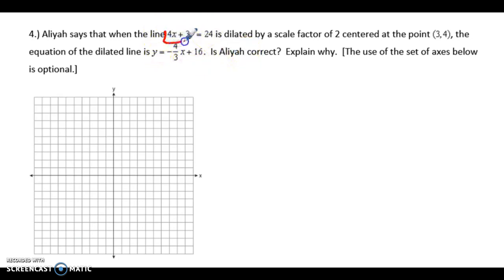The first thing I want to do is get a picture of what's going on here. I want to know, what does this line look like on my graph? Well, to graph a line, we have to get it into y equals mx plus b form. So I'm going to take the equation 4x plus 3y equals 24 and solve it for y.